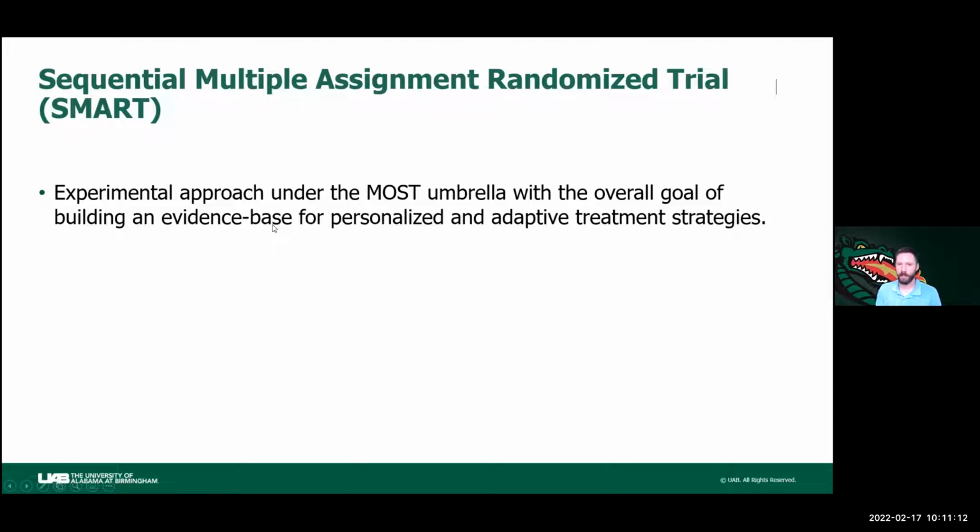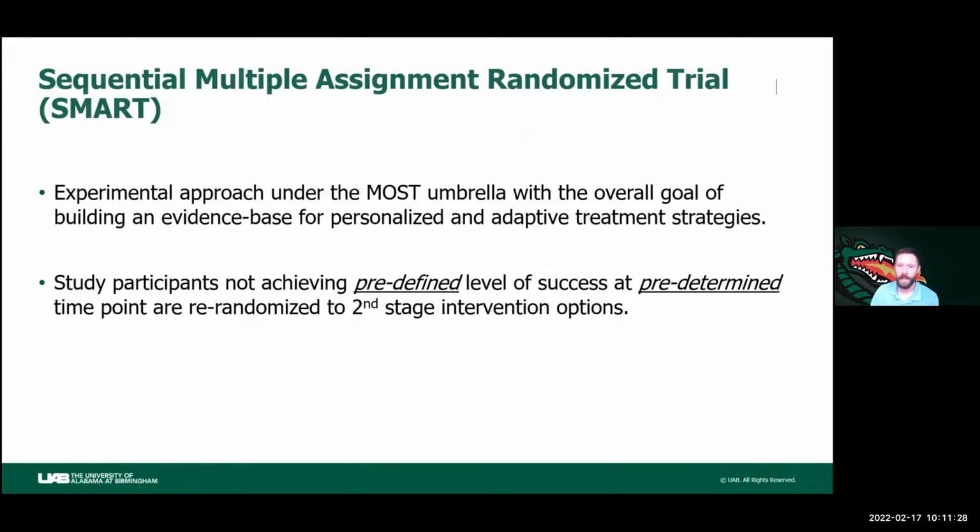So I like to think of SMARTs as an experimental approach underneath the big MOST tent. It is one particular design that is used within the overall framework. And as I said, the goal is to develop and test personalized adaptive treatment strategies. In a typical SMART, there are some exceptions, study participants not achieving a predefined level of success at a predetermined time point are re-randomized to second stage intervention options. As I mentioned, there are some other types and variations to SMART designs, like the fractional factorial designs that were talked about earlier. I'm not going to get into the specifics of those alternative approaches.